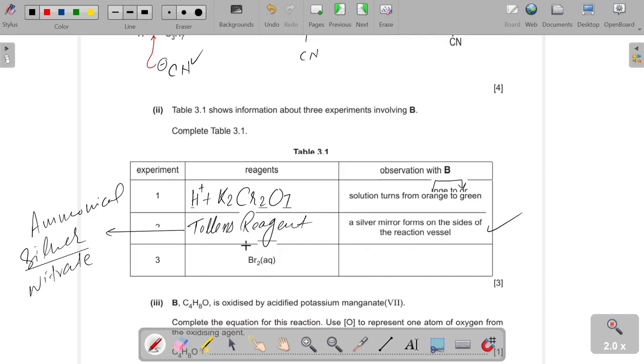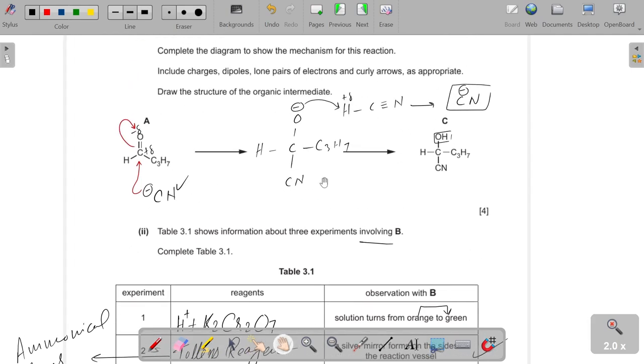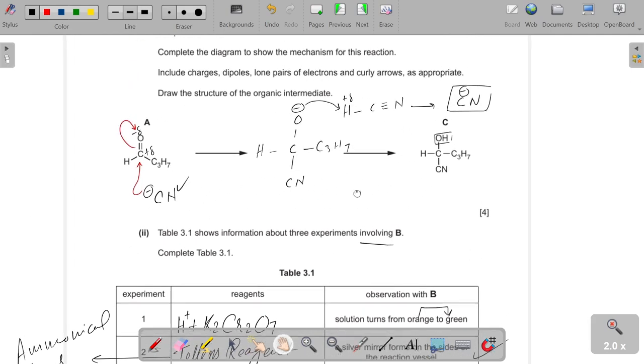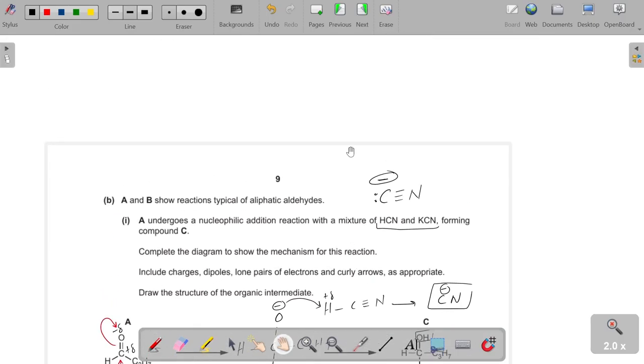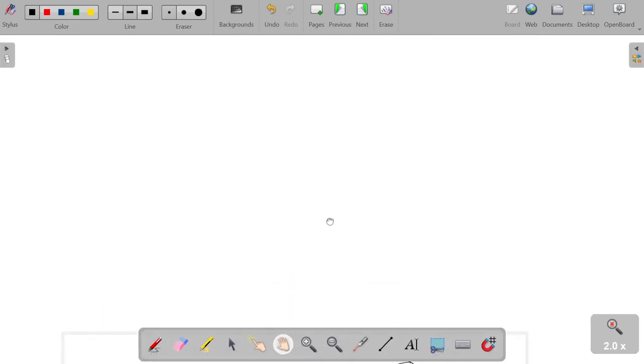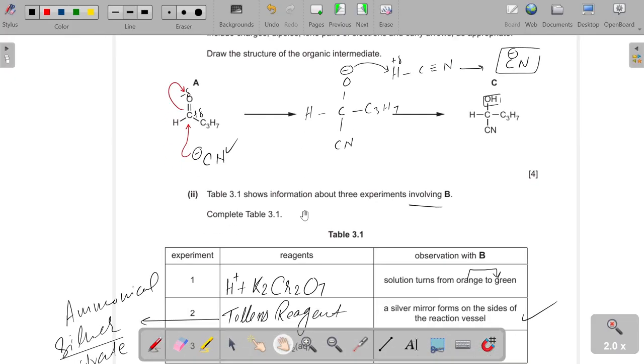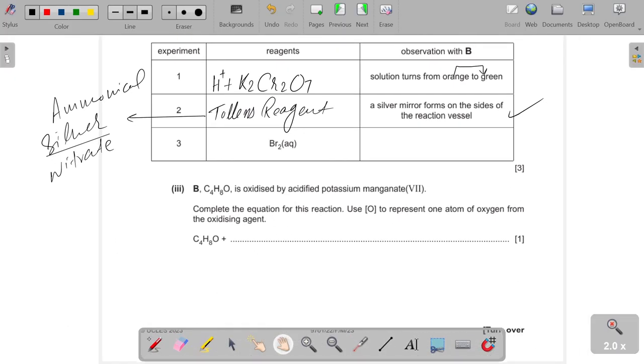Now what about the bromine? You can see there's no reaction with bromine in the observation involving B. Bromine reacts with a double bond, and you can see there's no double bond here, even with B. I should go back. There's no double bond, so there's no reaction.